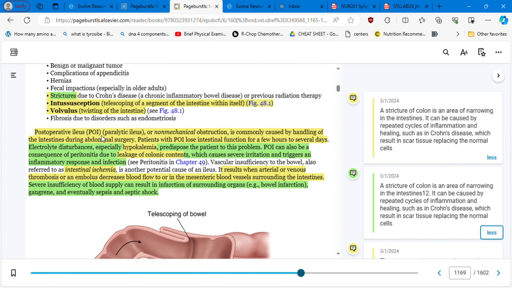Postoperative ileus, paralytic ileus, or non-mechanical obstruction. Remember, non-mechanical is because of neuromuscular causes, okay?